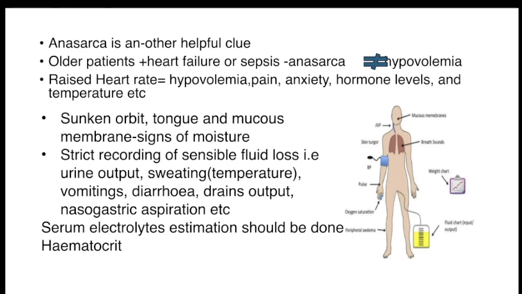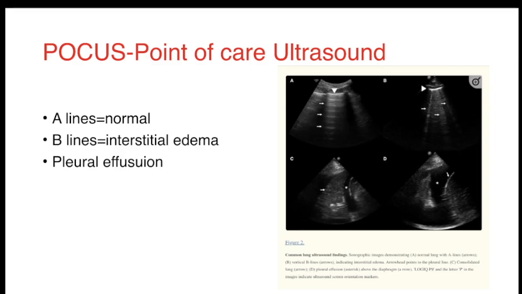also be done. POCUS, which as shown in the slides, the diagram A shows the A lines, which are the normal lung lines, which are horizontal. B diagram, which shows vertical B lines, which indicate edema and increased interstitial fluid. D, the asterisk marks, shows effusion above the diaphragm, which is marked by an arrow.